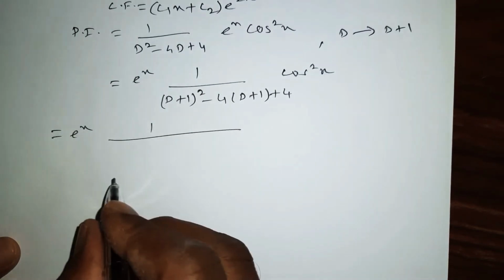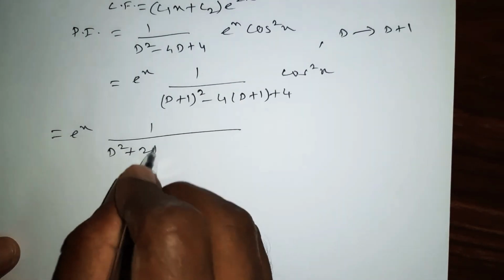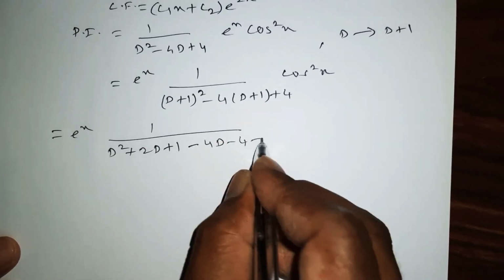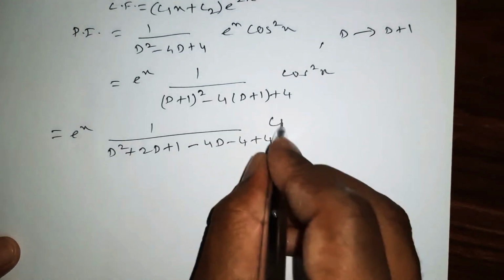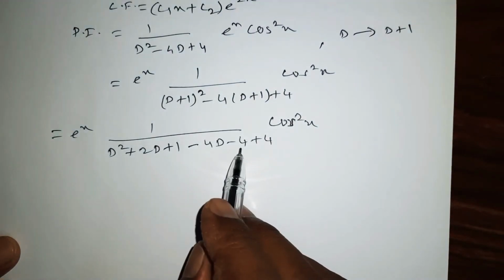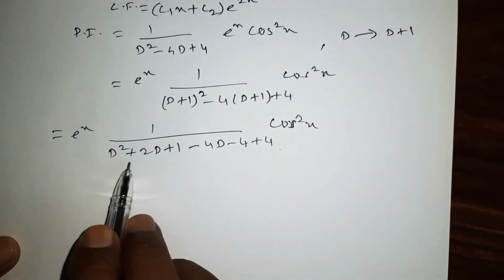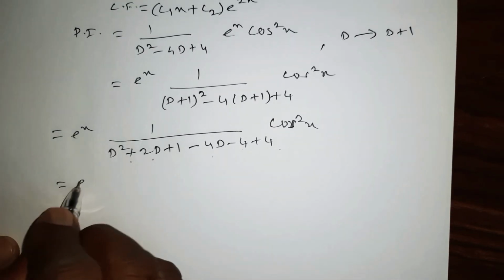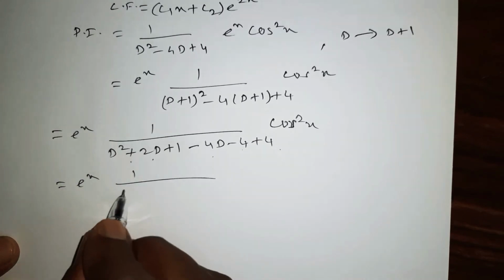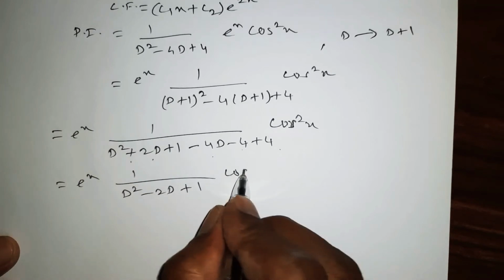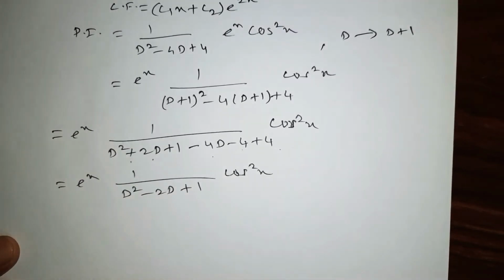Now, do the calculation here. D square plus 2d plus 1 minus 4d minus 4 plus 4 operating on cos square x. So, here minus 4 plus 4 get cancelled, and plus 2d minus 4d becomes minus 2d. So, I get here e raised to x times 1 upon d square minus 2d plus 1 operating on cos square x. Correct?